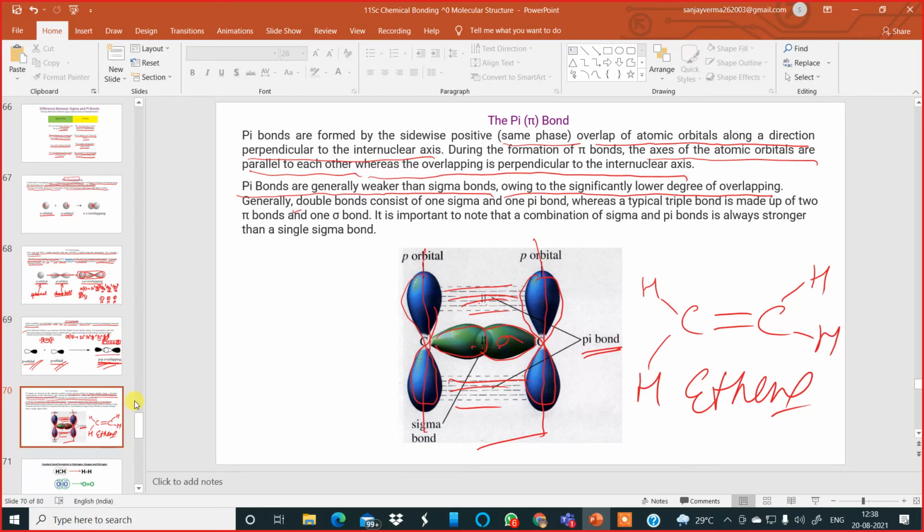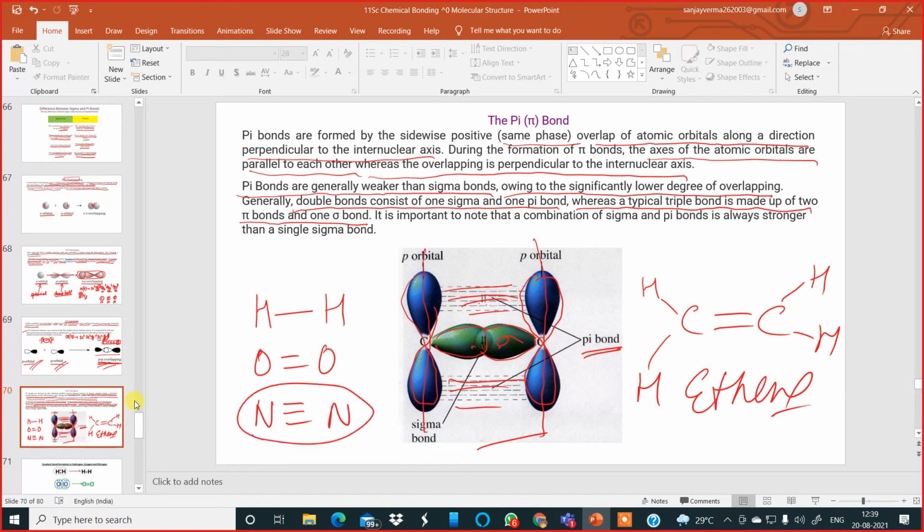On the whole, a double bond consists of one sigma and one pi bond, whereas a typical triple bond is made up of two pi bonds and a sigma bond. So it is important to look at single, double and triple bonds with regard to strength. If we have a hydrogen-hydrogen single bond, an oxygen-oxygen double bond, or a nitrogen-nitrogen triple bond, the nitrogen-nitrogen triple bond will have the highest bond energy. That means it is the most stable, while the least stable is more reactive.